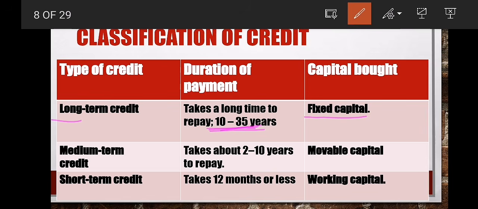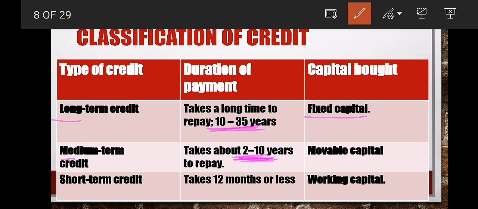Number two, medium-term credit. It can be paid back within a period of 2 to 10 years. If we say it can be paid back within a period of 2 to 10 years, which capital can be bought? We can buy a movable capital.